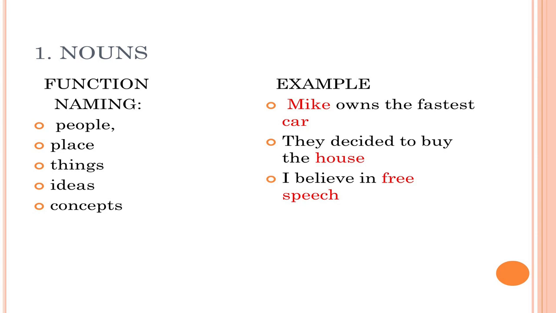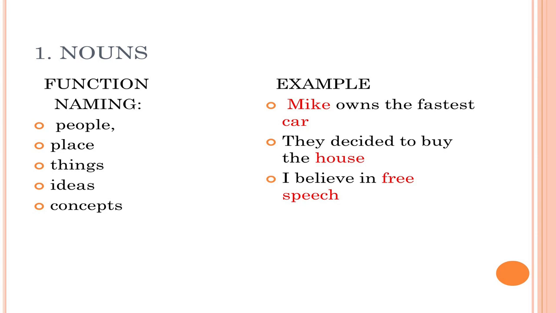A word that suggests the name of people, the name of a place, the name of things, the name of ideas, the names of concepts. A noun is a naming word. Take a look at these examples. 1. Mike owns the fastest car.